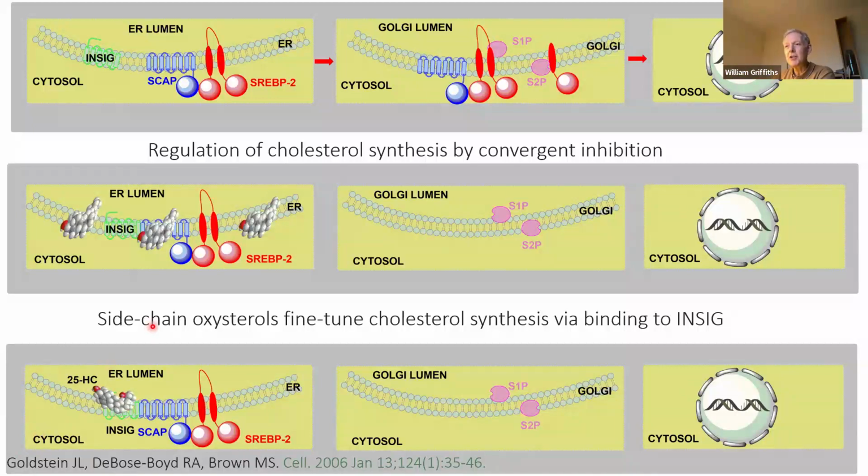The molecules that I'm interested in, these oxysterols, can also regulate cholesterol synthesis. It's particularly the side chain oxysterols, which we'll look at in a minute. They fine-tune cholesterol synthesis. They work in a slightly different way in that the oxysterols, for example 25-hydroxycholesterol, instead of binding to SCAP, bind to INSIG. And when they bind to INSIG, INSIG binds to SCAP, gets held in the ER, and again, we turn off cholesterol synthesis. So these oxysterols are probably fine-tuners.